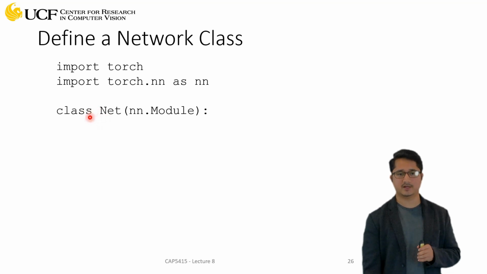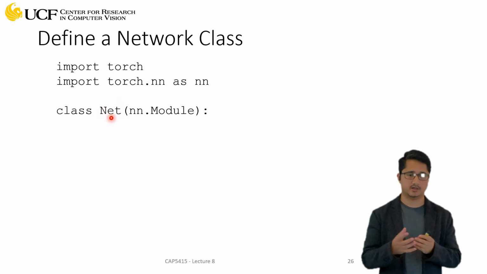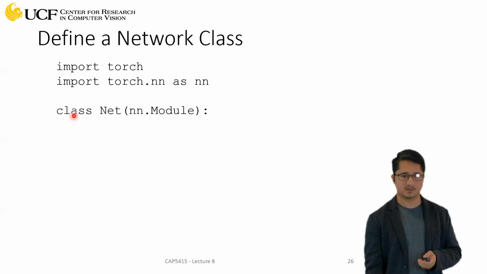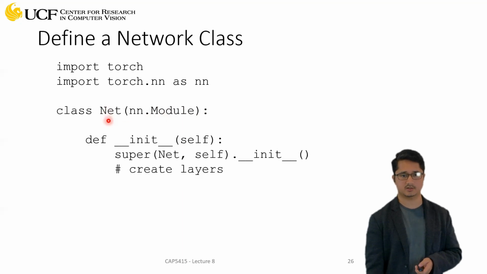But we'll define a class, and this Net is the name of your architecture. You can use any name you want. The only thing is you'll have to inherit this nn.Module, this package. So this is fixed. You can't change it. The only thing you can change is the name of your architecture.